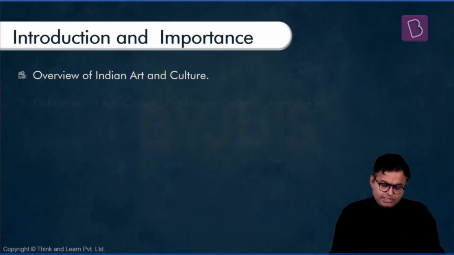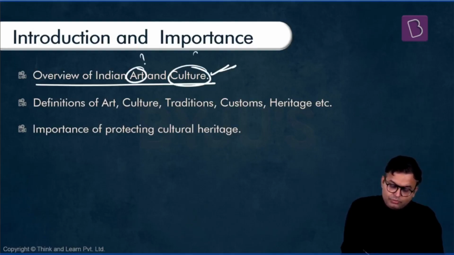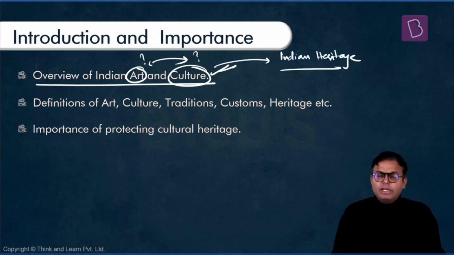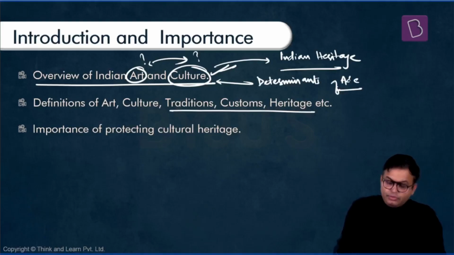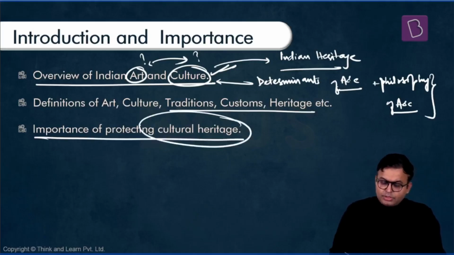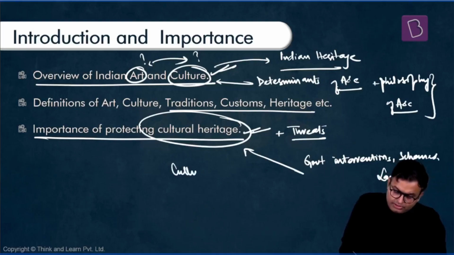Introduction and importance. Here, as I already said, we are going to give an overview of art and culture. We will explain the meaning of art, the meaning of culture, how they are related, and how art and culture constitute what is known as Indian heritage, and why there is a need to revisit and also preserve Indian heritage. We have to understand the determinants of art and culture, the philosophy of art and culture. And again, the importance of protecting cultural heritage, the threats to it, the government interventions, schemes, laws, and also something that has become a common currency, cultural diplomacy.